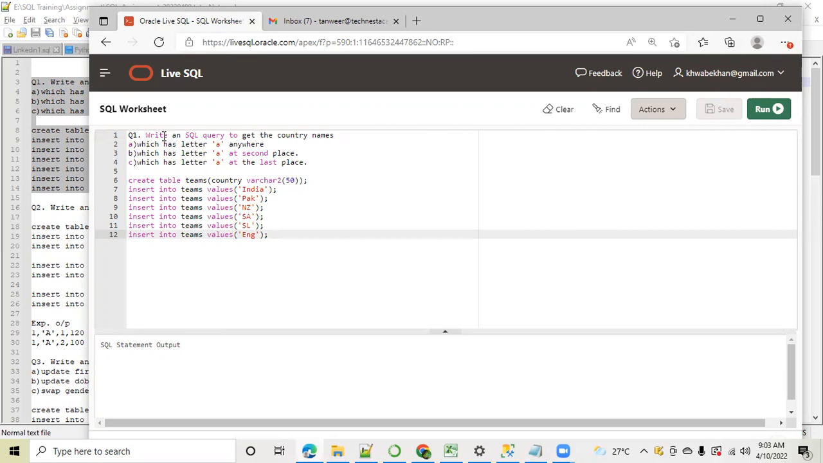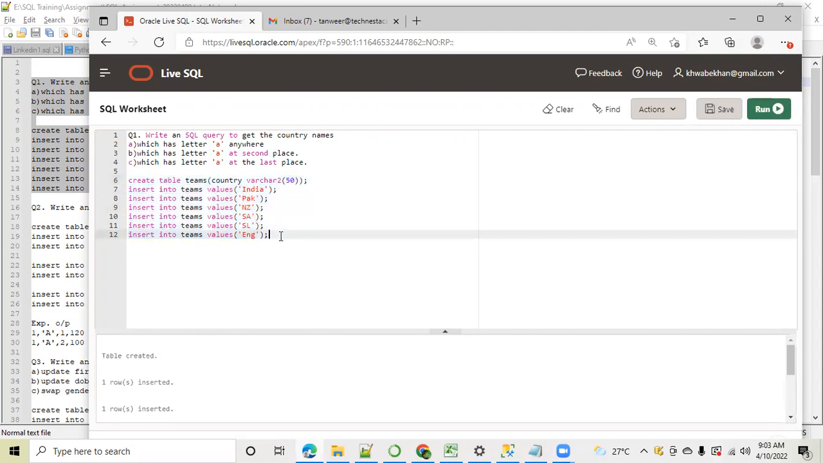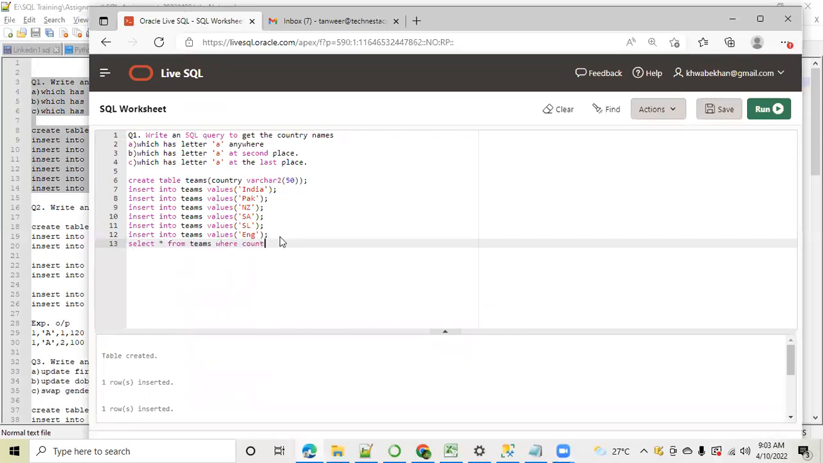So the first question: write an SQL query to get the country names which have the letter A anywhere. So what should be the answer for this? Letter A anywhere. Yes, percentage A percentage, we have to use that. SELECT * FROM country WHERE country LIKE, in quotes, percentage A percentage. Okay, run this.